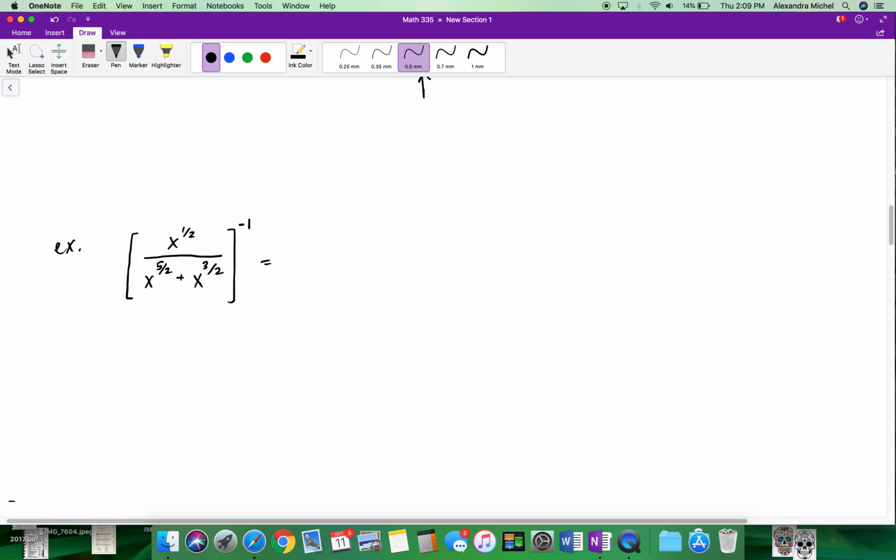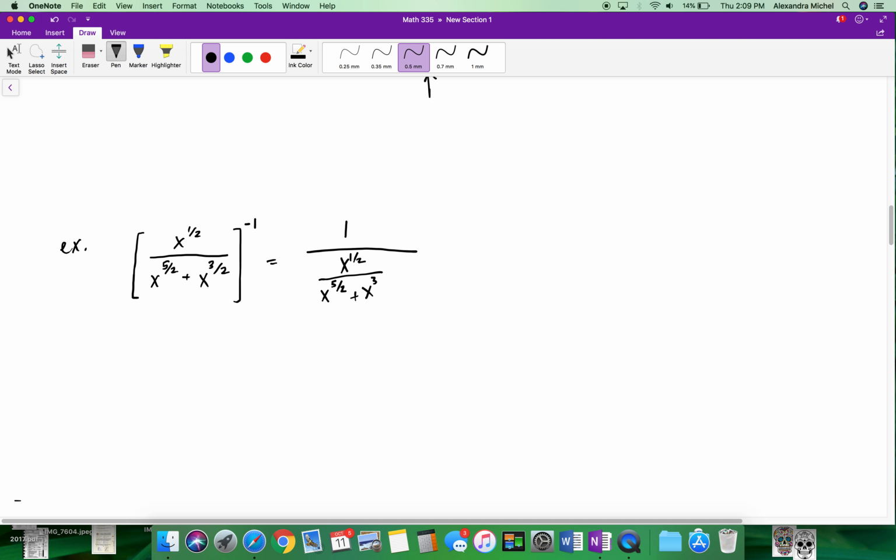Here we have a slightly more complex example. So we have this whole ratio all to the negative first power. So one thing I could do is I could say, well, if I have something to the negative power, it's really 1 over this whole thing. So 1 over x to the 1/2 over x to the 5/2 plus x to the 3/2. And this is all to the first, so really I'm not doing anything to that now that it's to the positive first power. So I'm going to just get rid of that.